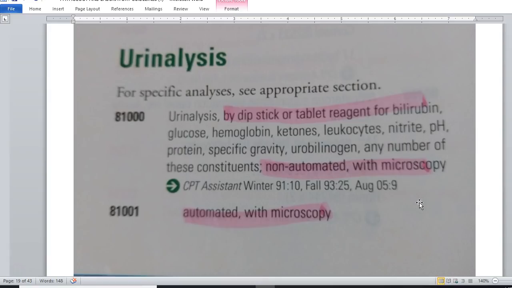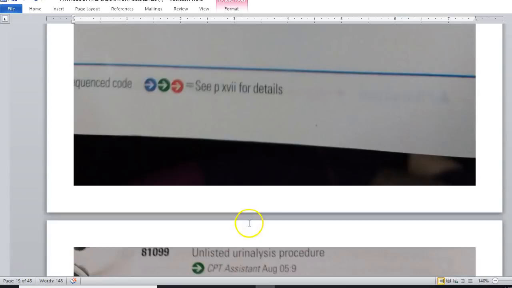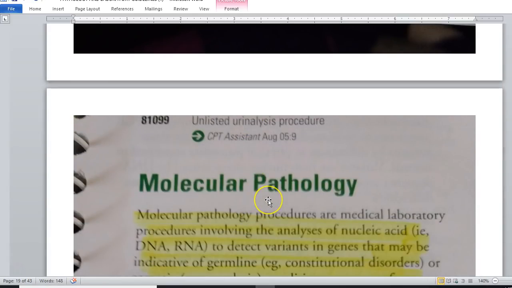81001 is automated with microscopy. That's usually the one where they send it out to the lab because the lab is doing it in automated fashion. And on the top of the next page, 81002 is the most common in the office because that is the non-automated without microscopy. So again, in this case, all we're doing is doing a dipstick or putting a tablet in and seeing what the visual result is.